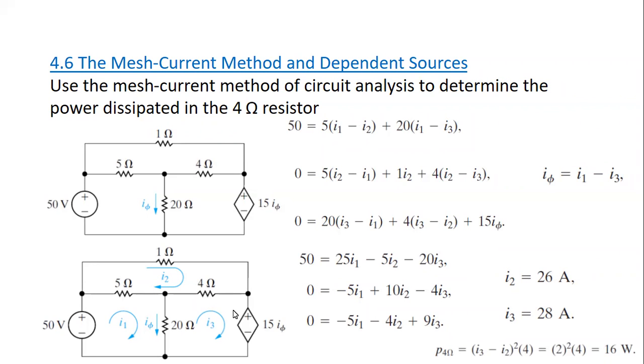So you can say I3 minus I2 or I2 minus I3 when calculating the current, because at the end of the day, you are taking the square value of that current. So either this direction or this direction will give you the same number times 4. So it will be 28 minus 26. It will be 2. 2 squared will be 4. 4 times 4 will be 16 watts.